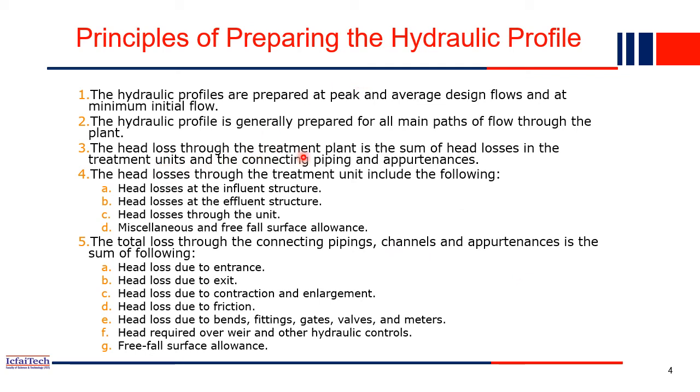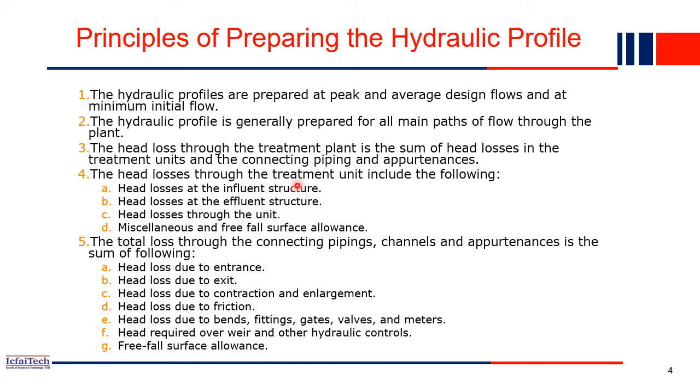The head loss through the water treatment plant is the sum of head loss in the treatment units, the connecting pipes, and the other instruments, right? So water is flowing from one unit to another unit, and head loss is happening because friction will be there. Water will go through pipes, so pipe friction will be there. At the entry point there will be a loss of energy. At the exit point there will be a loss of energy. So that is the total head loss. You have to count it from start to end.